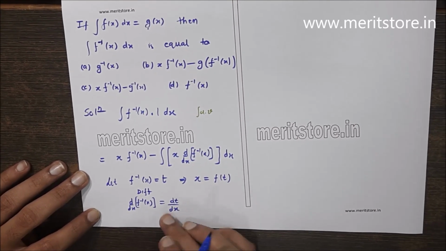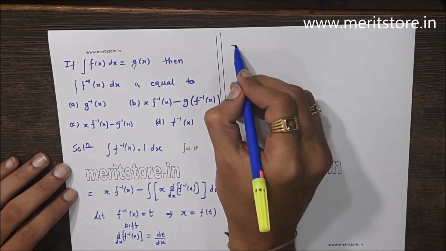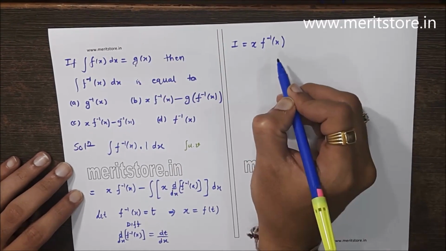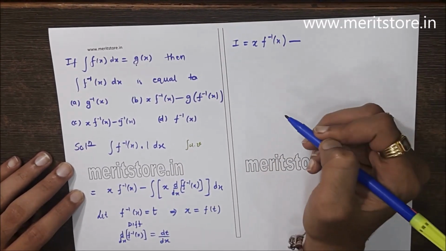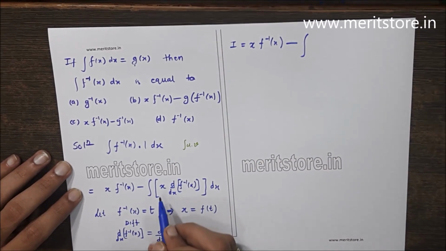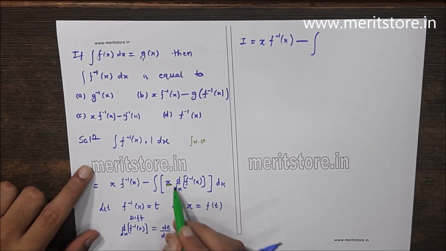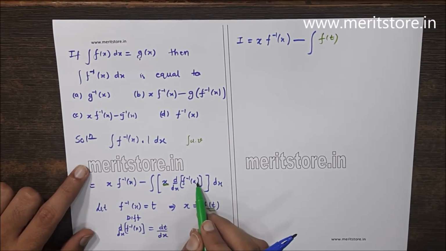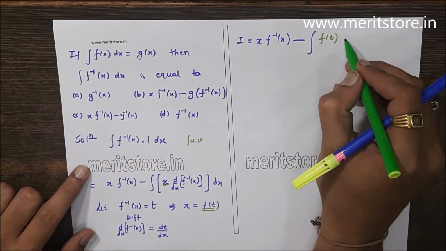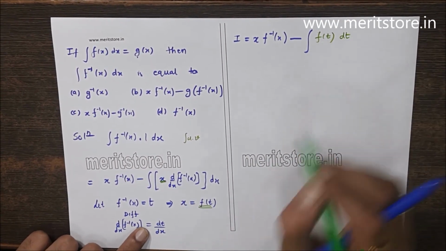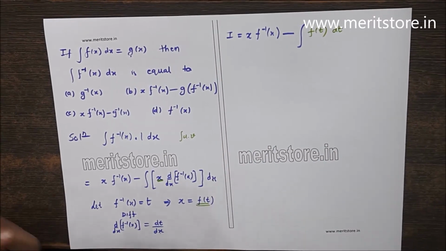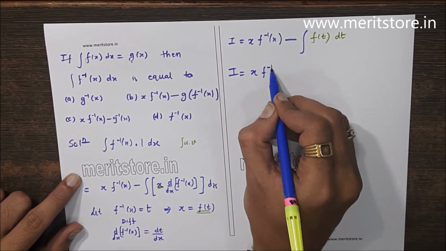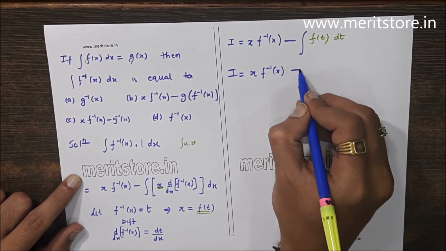Utilizing these two values in this part, my integral will become x f inverse of x minus integral of, observe this x has now become f of t, and derivative of f inverse x, which is dt by dx, we'll just get dt because the dx with this dx will cancel off. I can now state integral is x f inverse of x minus g of t.